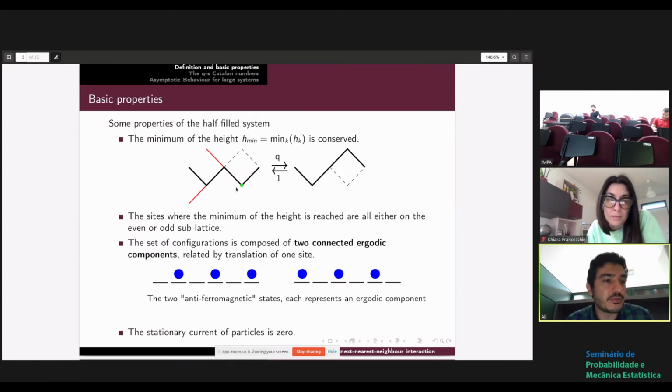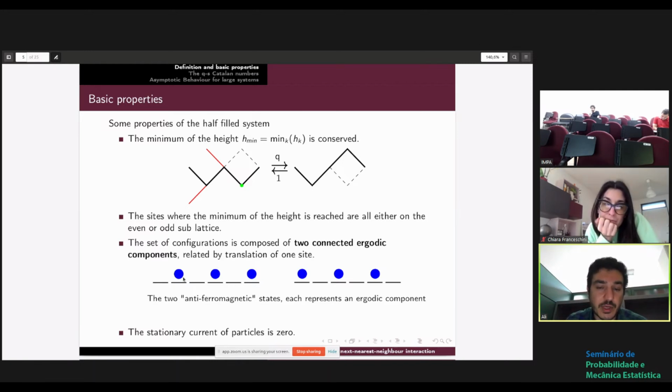If you start with a configuration where all the minimums are even, then you will always have a configuration with even minimums, and the same for odd sides or odd minimums. Which means that we actually have 2 ergodic components. The ergodic component related to the minimums with even sides, and the other one related to the minimums with odd sides. These 2 ergodic components are just related by translation of one side.